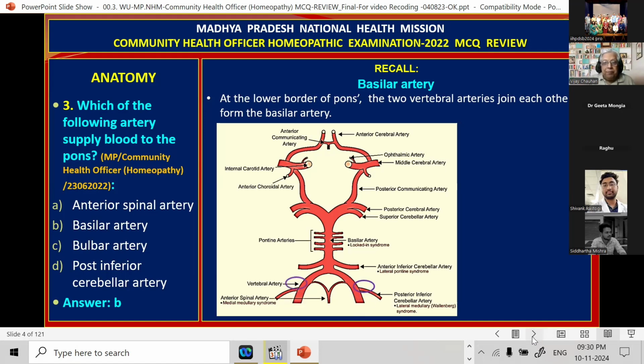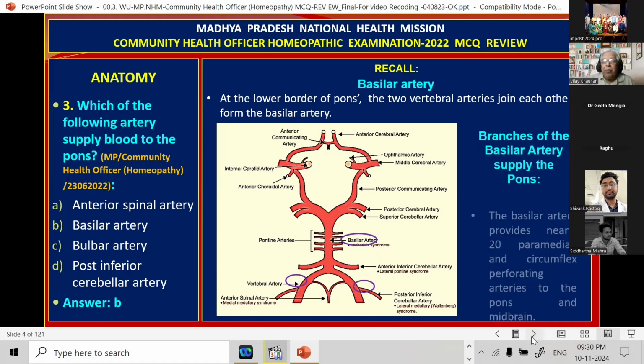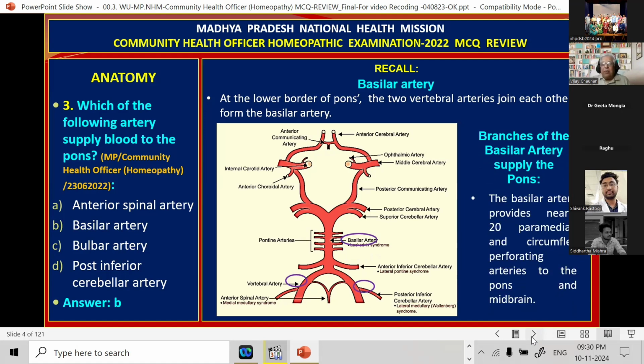And the vertebral artery, can you see? The basilar artery and these branches of the vertebral artery supply the pons. The basilar artery provides nearly 20 paramedian and circumferential perforating arteries to the pons and midbrain. The paramedian ones are by the side of the midline. There are circumferential perforating arteries, and they go into the substance of the pons and midbrain.